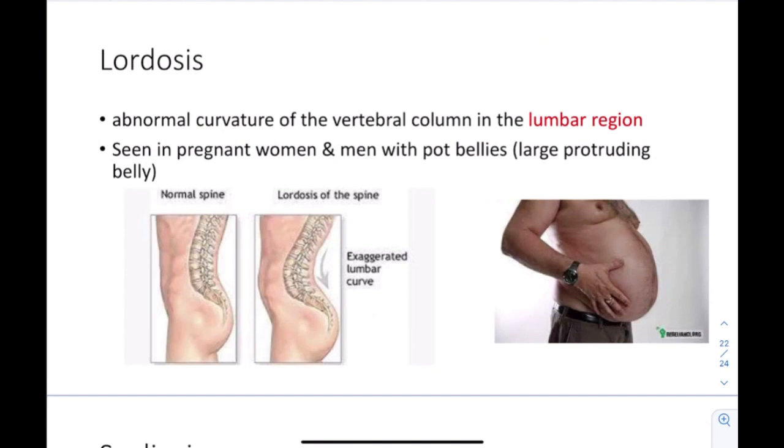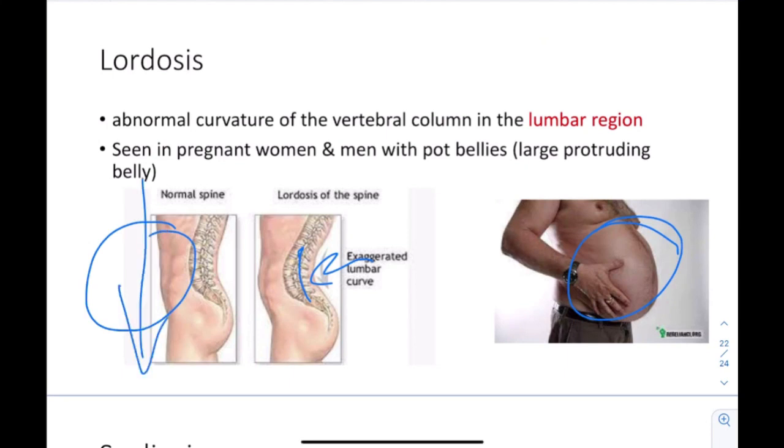Lordosis is an abnormal curvature of the vertebral column in the lumbar region. Okay, so this region here. It's seen mostly in pregnant women and men with pot bellies, basically large protruding bellies. Because as you can imagine, if there is a lot of weight over here, it's going to bend the spine this way and cause lordosis.